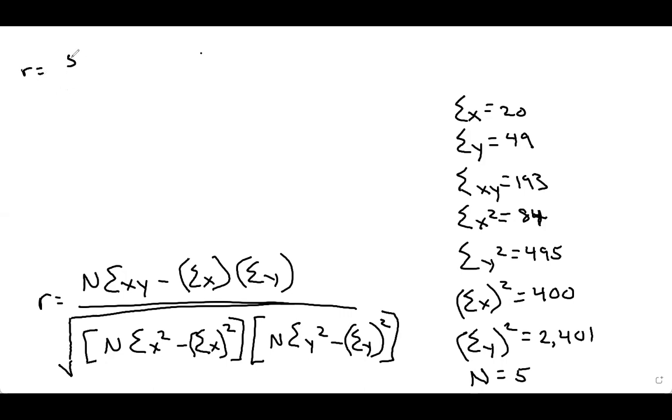N is 5. 5 times the sum of xy, which over here would be 193. And just for the sake of simplicity, I'm going to put those in parentheses. And we're going to subtract that by the sum of x and the sum of y, multiplied by each other. So the sum of x is 20. We're going to multiply that by 49.